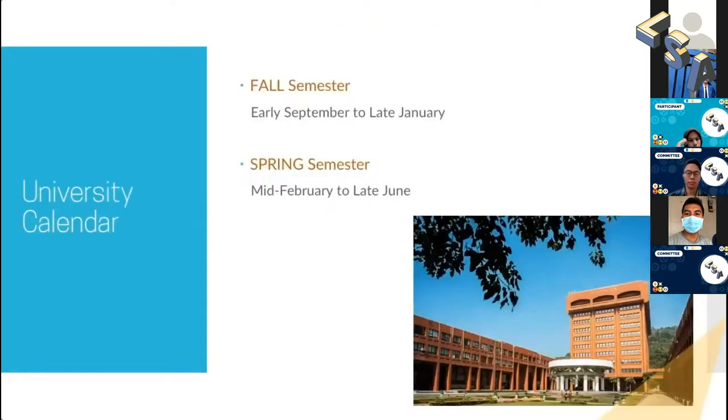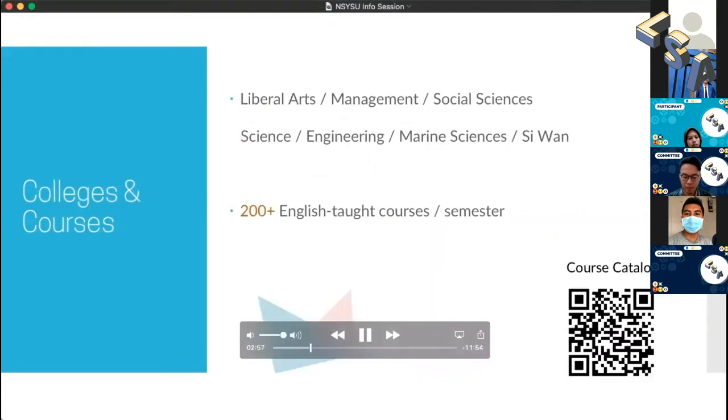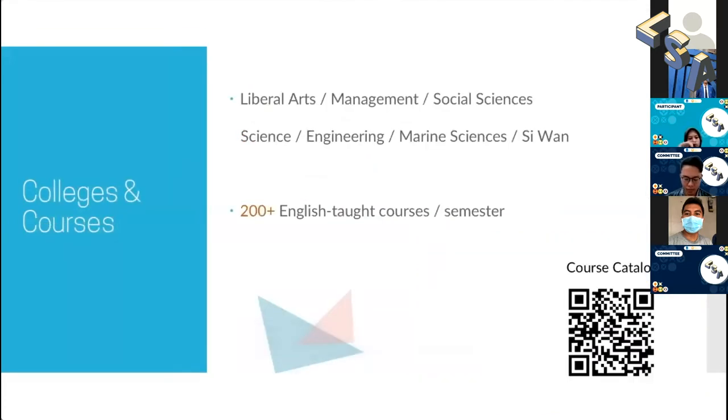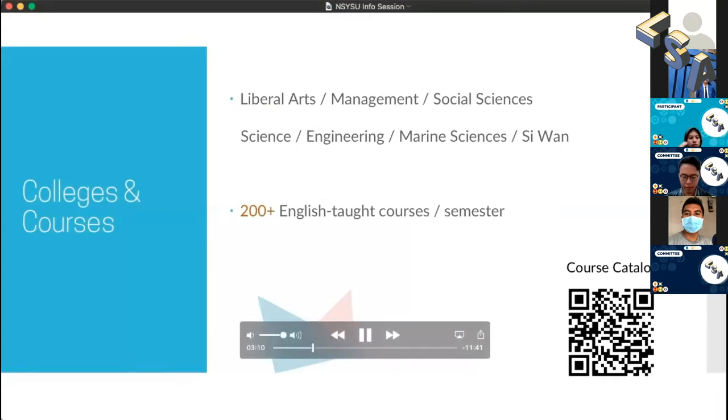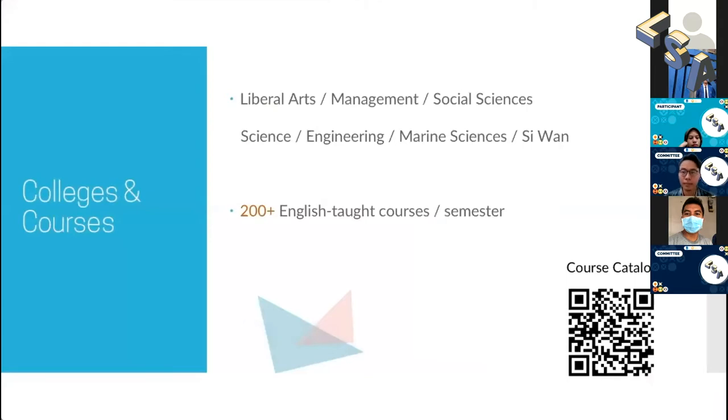There are two semesters. The fall semester starts from early September to late January, and the spring semester starts from mid-February to late June. We have seven colleges: College of Liberal Arts, Management, Social Sciences, Science, Engineering, Marine Sciences, and C1. Every semester, we provide more than 200 English-taught courses to international and local students. You will find the latest course catalogs by scanning this QR code.